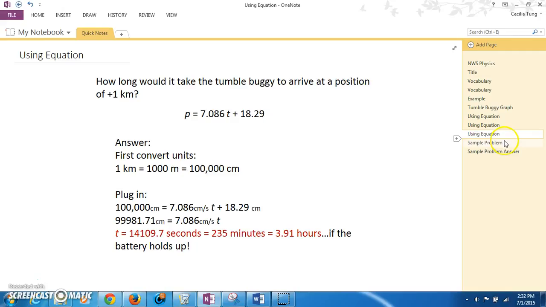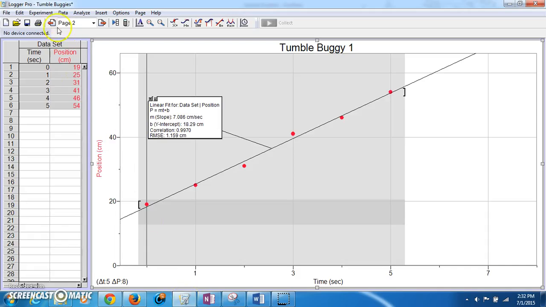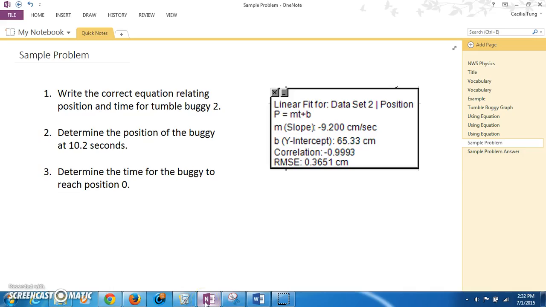Now it's your turn. Here's a sample problem for you to try. The following 3 questions refer to the data taken from this other tumble buggy. You'll notice that the graph here looks a little bit different than the one we were first working with. Do you know why? The information from the linear fit for this data is here. You can pause the video and answer these 3 questions. When you have answers, restart the video and check your work.